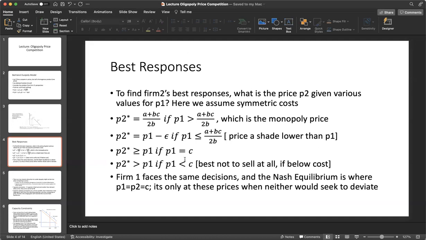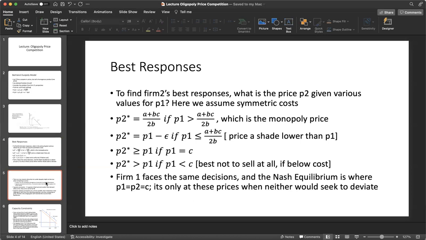So, wag ka na lang magbenta. If kung ayaw mo magbenta, that means you just set a price higher than P1. Then P1 gets the entire market. Okay, not earning positive profits. So firm 1 faces the same decision. And the Nash equilibrium is where P1 equals P2 is equal to C. It's at these prices when neither would seek to deviate. Okay. So there's a sort of race to hit marginal cost, and then that's it. Hindi na sila bababa.